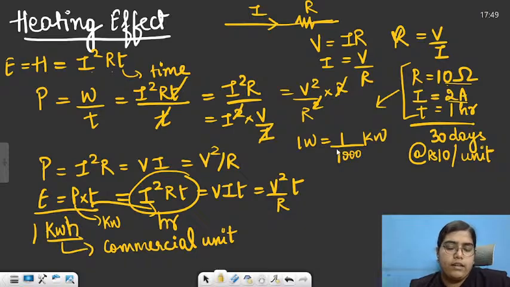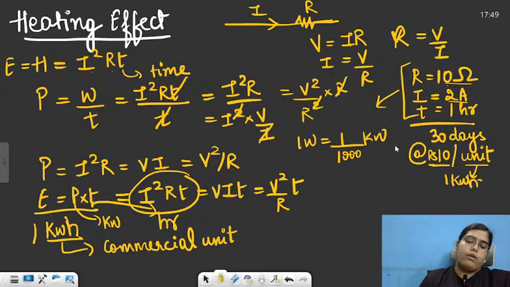Time is usually given in hours. You just have to make sure of two things: first, your power is in kilowatts; second, your time is in hours. When you have power in kilowatts and time in hours, you will get the energy in kilowatt hour. You will always be given cost for 1 unit. 1 unit means 1 kilowatt hour. When you keep power in kilowatt and time in hours, you will always get the energy in kilowatt hour, and you just simply have to multiply it with the cost and you will get the answer.